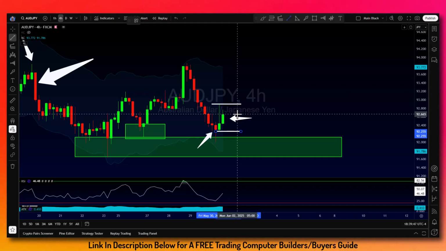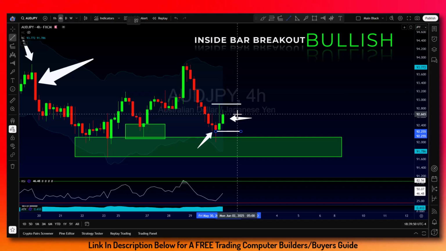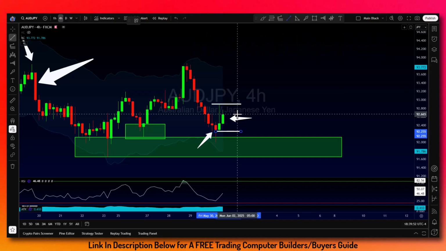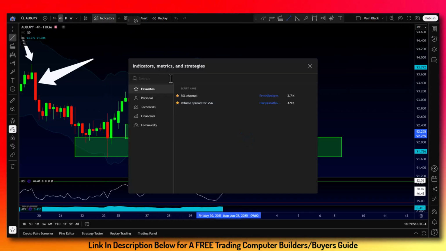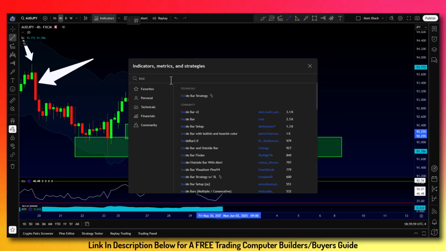Now, although you can go and search the realms of technical analysis for inside bars, or use a nice little inside bar indicator that most platforms should have. Look at that.